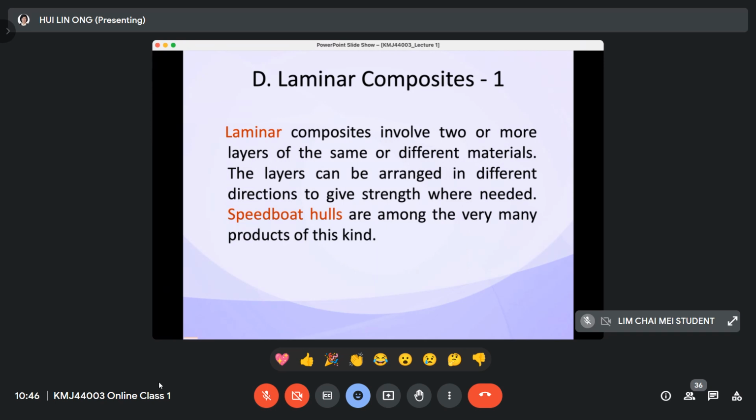Of course, it can be more layers, but we have to know why we arrange the lamina composite in such a way. So there is some theory behind it, there are some calculations behind it. As I know, it can be very difficult to learn, but I think Dr. Aslin will show you the simplified version, how to calculate the strength if the lamina composite is arranged differently, something like that. Okay, so speedboat hulls are among the very many products of this kind.